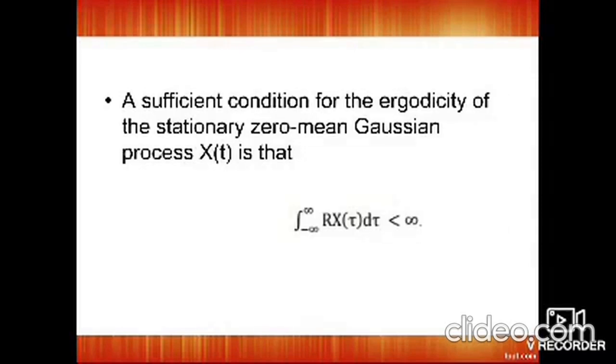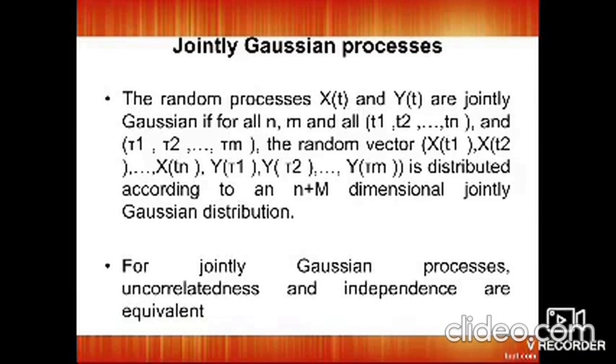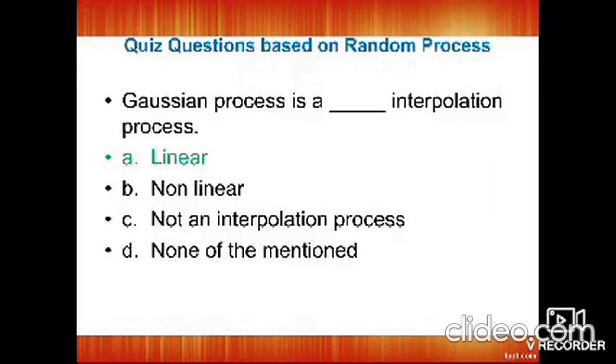So the sufficient condition for ergodicity of a stationary zero mean Gaussian process x of t is that the integral from minus infinity to plus infinity of the modulus of Rx of tau d tau is less than infinity. The joint Gaussian process can be calculated for two different independent variables combined together, that is x of tn and y of tn, both are combined, and it will be called a combined or joint Gaussian process.